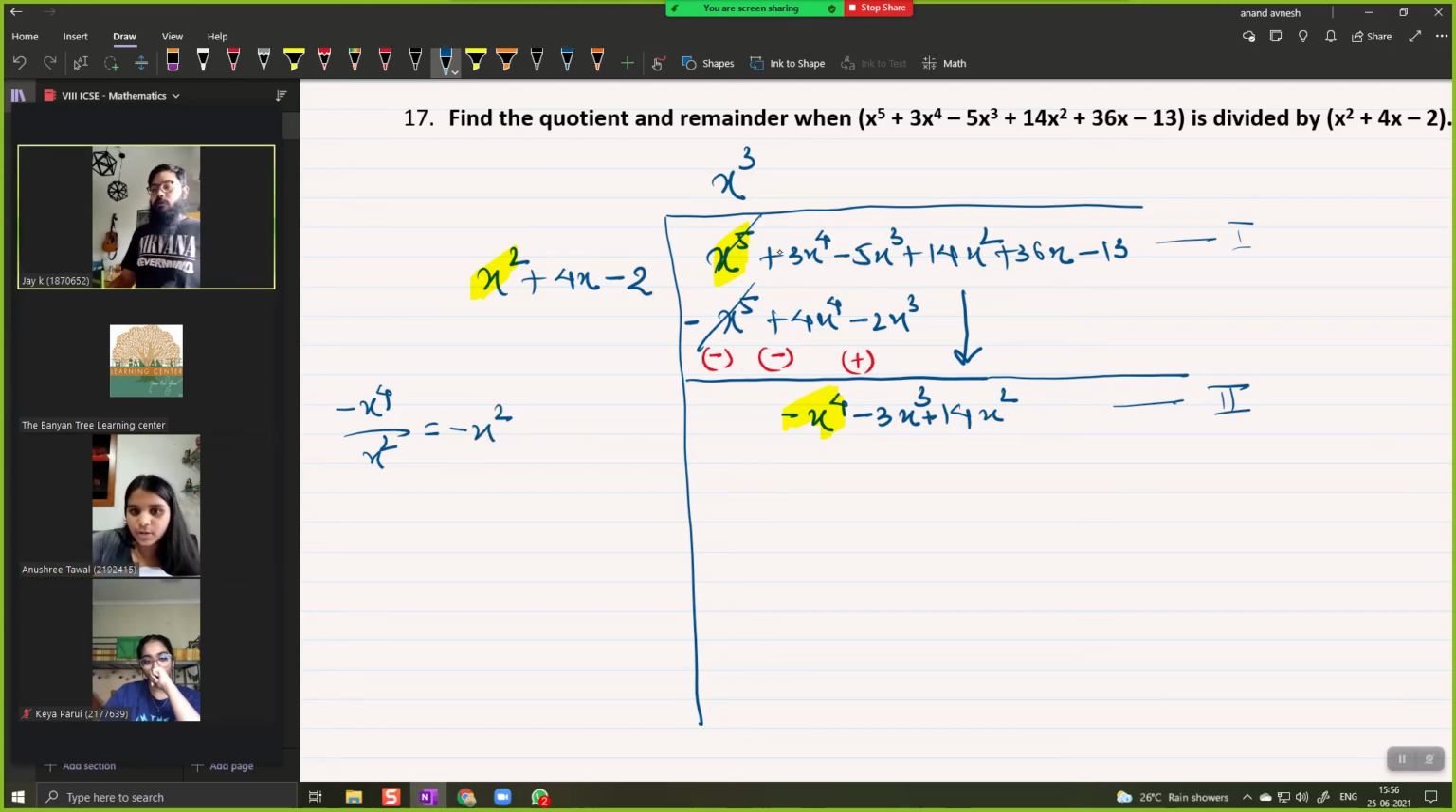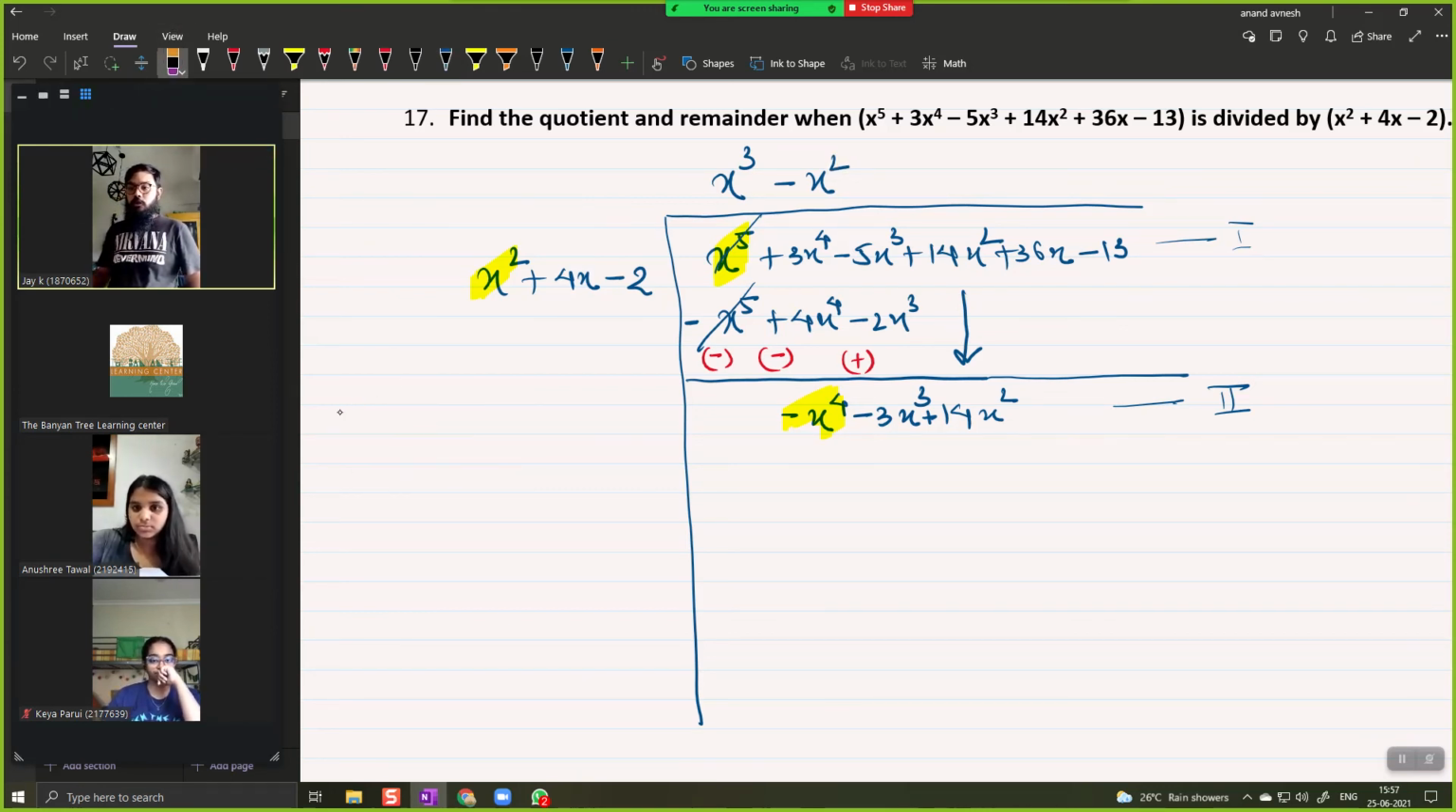Minus x square. Very good. This minus x square will go in the quotient. Okay. Now tell me the next step. Come on.